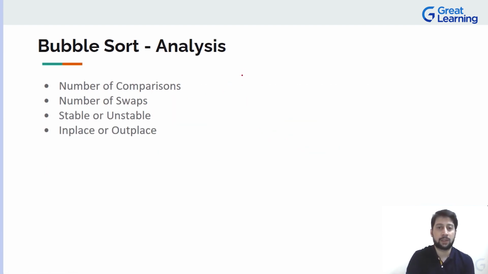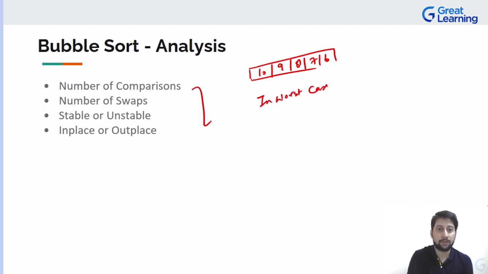Now, if you observe carefully, let's talk about this array: 10, 9, 8, 7, and 6. So this is our array, and this is in descending order, and we want to arrange this array in ascending order. So in the worst case, the number of comparisons required is big O of n square. Now, why is this n square?